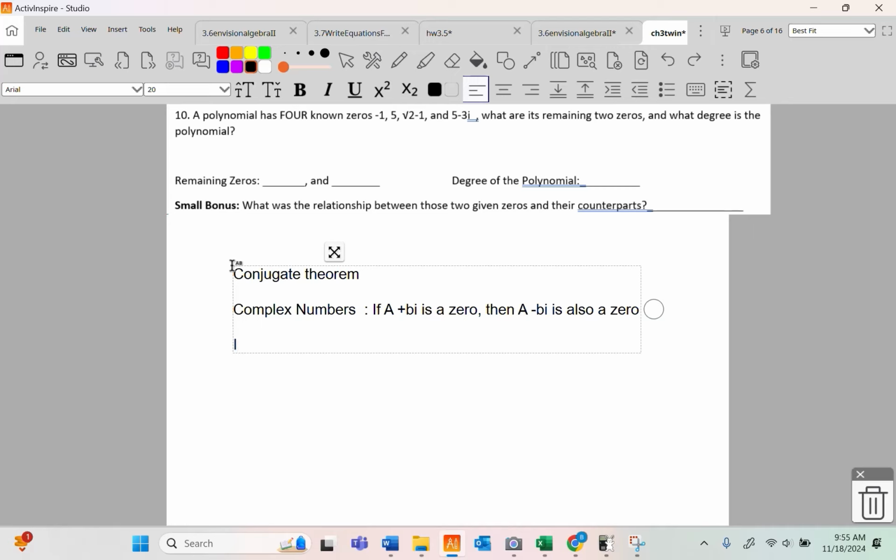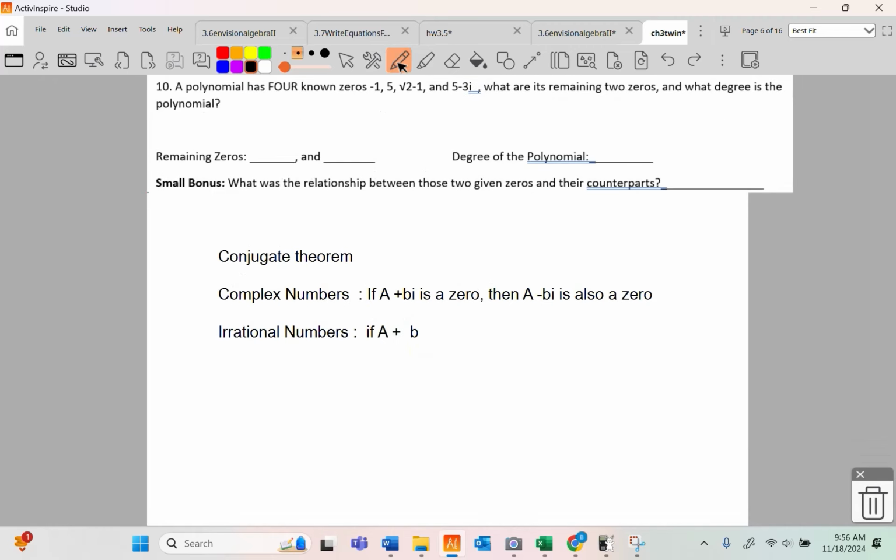Then you have the one on irrational numbers, which is your square roots of weird things, cubic roots of weird things, and so forth. And it's usually if a plus, I wish I could type in a symbolism here. I'll just draw it in. But if a plus a root of b is a 0, then a minus root of b is a 0.